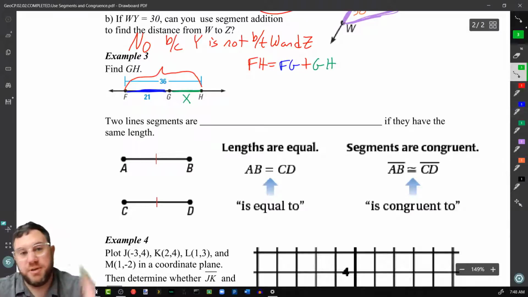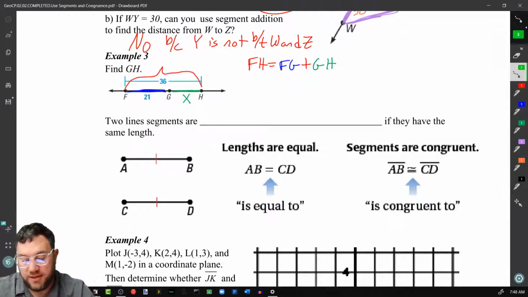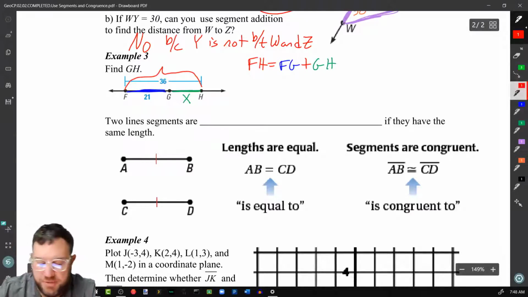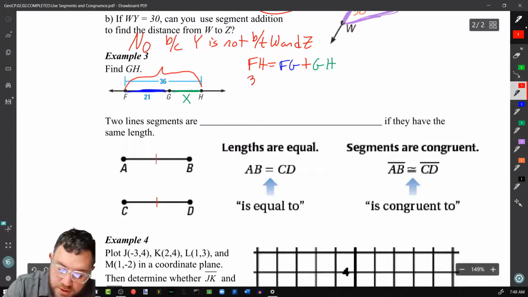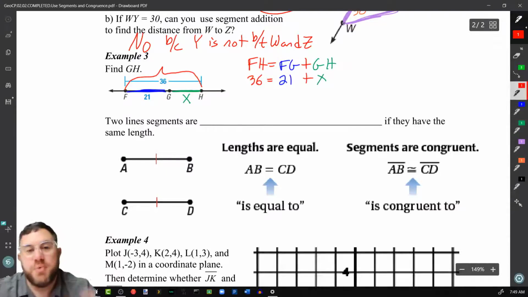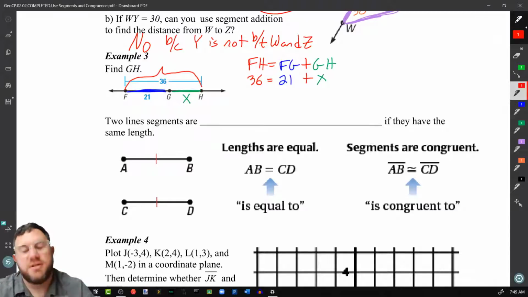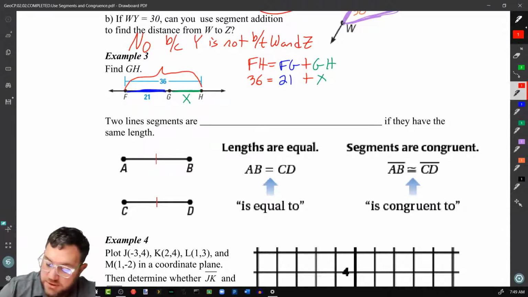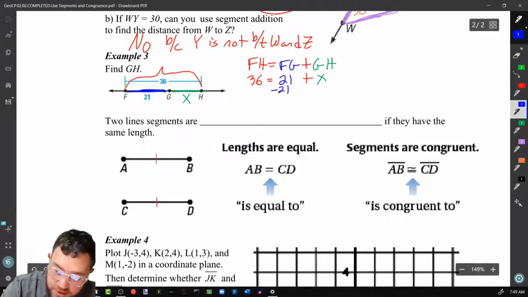It would be helpful for you to always write this statement out for right now. Down the road you can plug in as your first step without writing this down, but for right now I recommend you write it. So it'll be 36 equals 21 plus x. And this is why we reviewed algebra, because all of a sudden we've got an equation we need to solve. So to do this, we will subtract 21 from both sides.